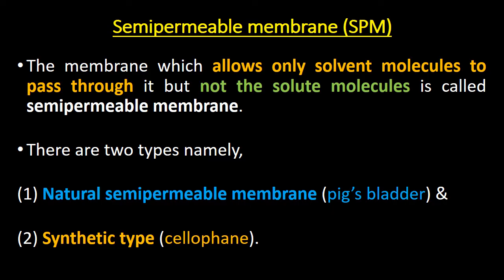Semi-permeable membrane is a kind of membrane which allows only the solvent molecules to pass through it, but not the solute molecules. There are two types of semi-permeable membranes: natural semi-permeable membrane and synthetic semi-permeable membrane. An example of a natural membrane is pig's bladder. An example of a synthetic membrane is cellophane.